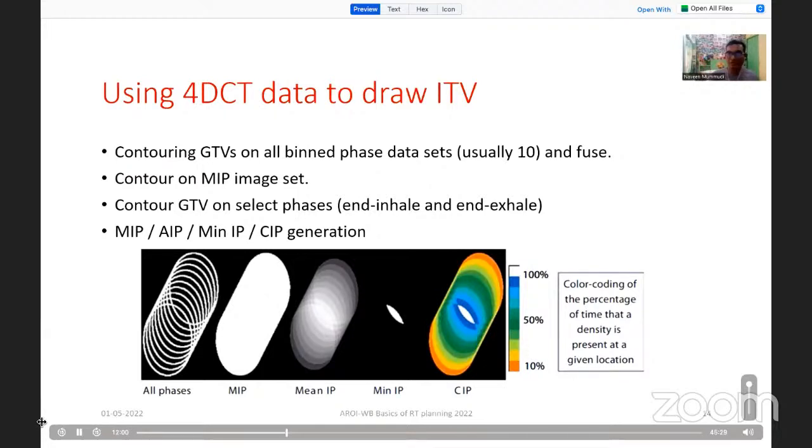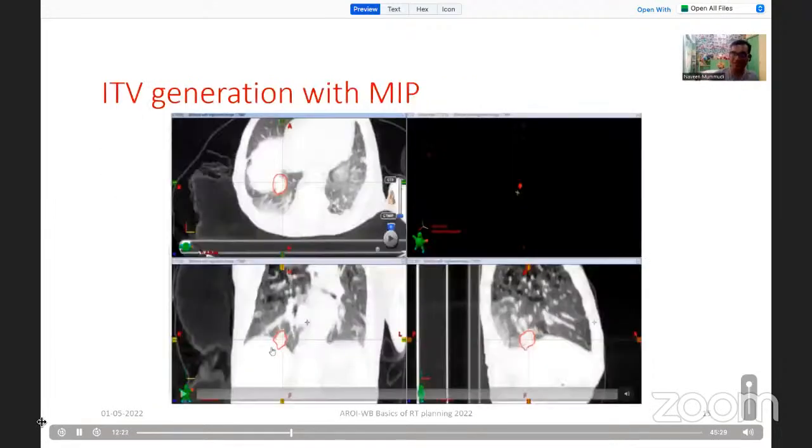Or you could, in fact, if you are in a busy setup, you need to contour a lot of patients, you might not have the time to contour each phase, but you could select a few phases and then contour. So the most commonly selected phases are the end expiration, mid expiration, end inspiration, and the mid inspiration. That's at least 4 phases if you take, that has been shown to be as good as taking a 10 phase 4D CT contour.